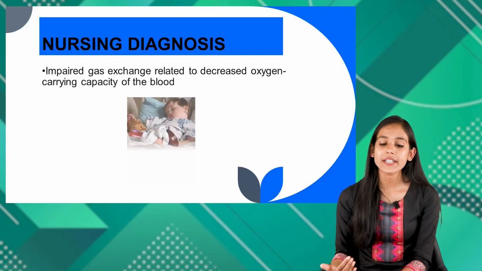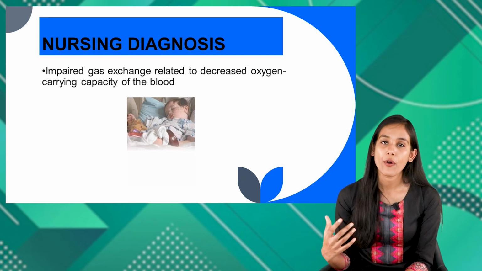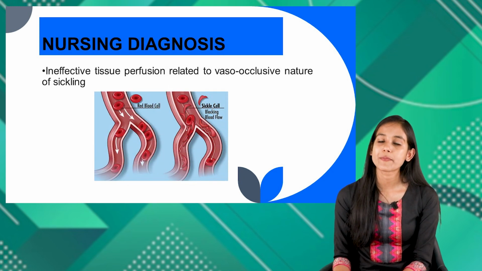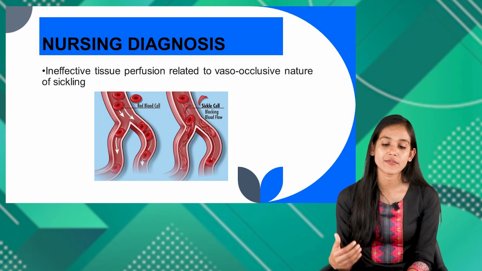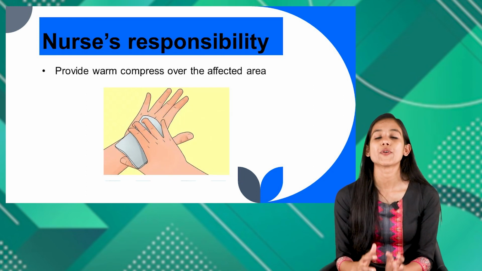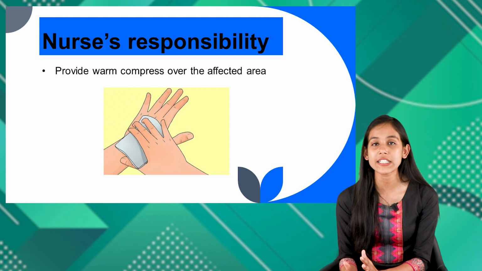Next is impaired gas exchange related to decreased oxygen carrying capacity of the blood. And the third one would be ineffective tissue perfusion related to vaso-occlusive nature of sickling. Well, so these are the nursing diagnoses. Now, next let us move on to the nursing interventions.